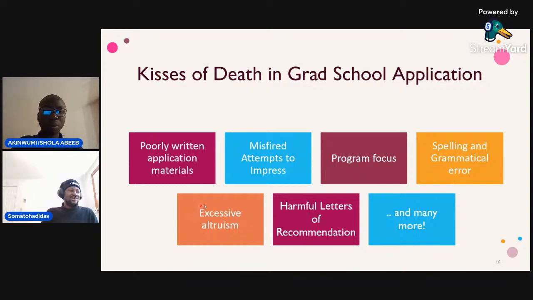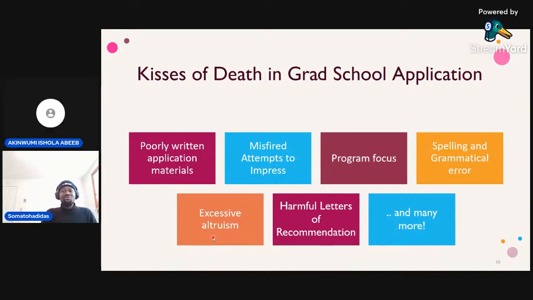Then there is this excessive altruism in which you want to save the whole world. Like I said before, you want to save the whole world. I want to give food to humanity. So try not to overblow everything. Pick a niche with your research interest and the solution you are targeting. That way, it is very, very important. It's better than saying you want to cure cancer. We have several cancers. You have to be specific. So how do you want to do that?